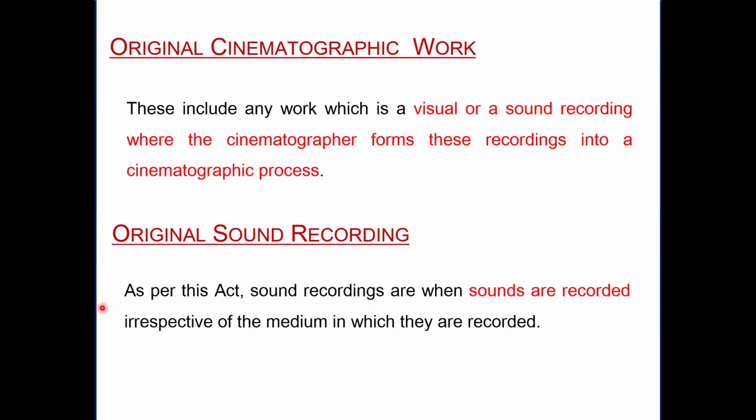Next comes the cinematographic work. This work is any work which is a visual or a sound recording where the cinematographer forms these recordings into a cinematographic process. Cinematographer means everything that comes under the cinematic process. It may be cinematography, it may be some sort of dubbing, whatever it is, it comes under this cinematographic work. And finally comes this original sound recording.